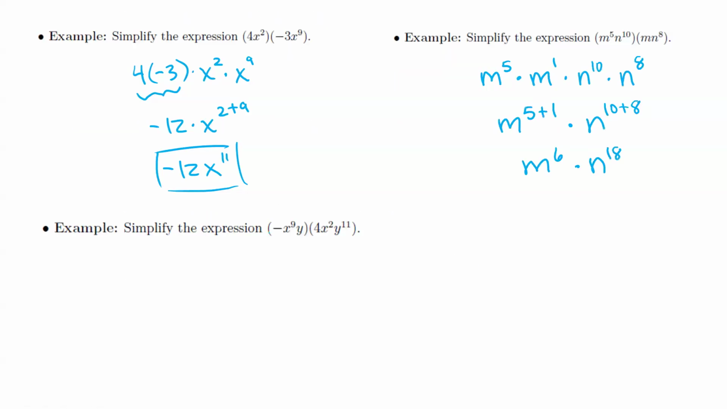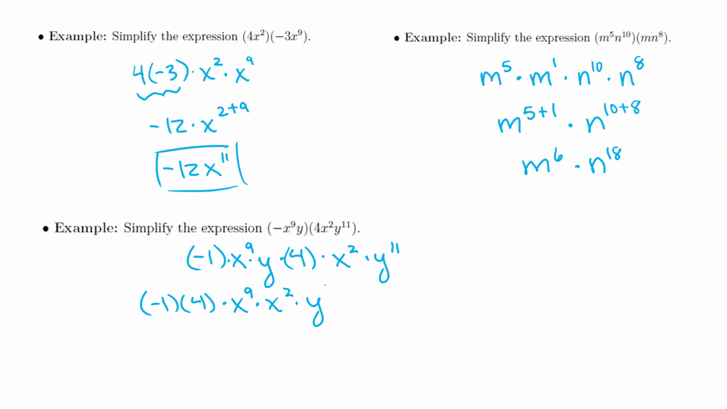And then finally, this last one, if it helps you, remember that if there's a negative out here, that's the same as -1 times x to the ninth times y, times 4 times x squared times y to the 11th. And so I'm really putting together -1 times 4 when I put the numerical parts next to each other. And x to the ninth times x squared, y to the 1 times y to the 11th. So -4 x to the 11th, y to the 12th.